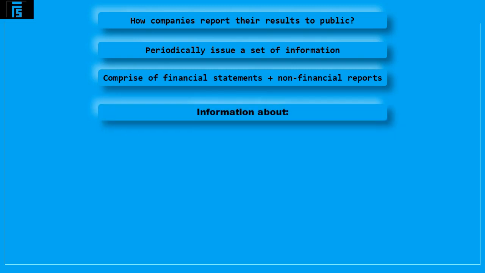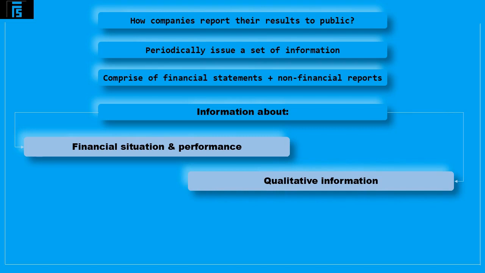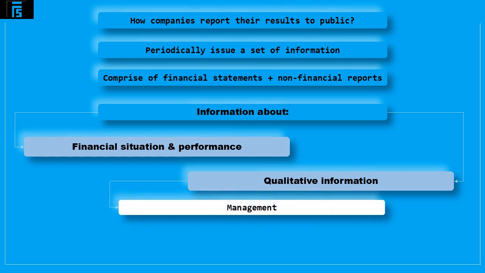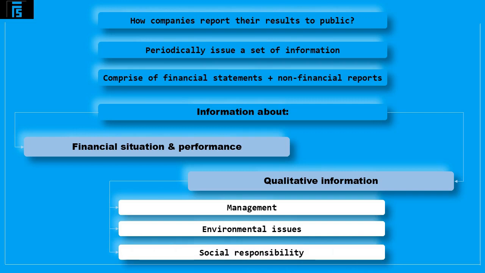Naturally, the main goal of financial statements is to provide information about the financial situation and performance of the reporting entity. However, financial reporting frameworks such as IFRS also require companies to disclose a great deal of qualitative information, allowing readers to learn about other aspects of their performance, such as how they are managed, how they approach environmental issues and social responsibility, and many others.